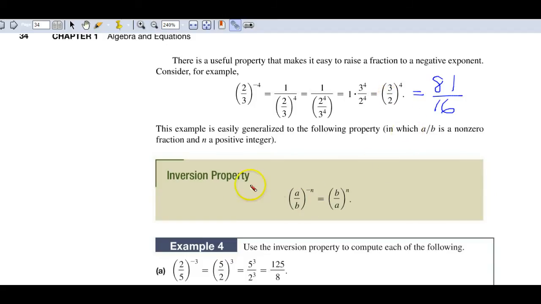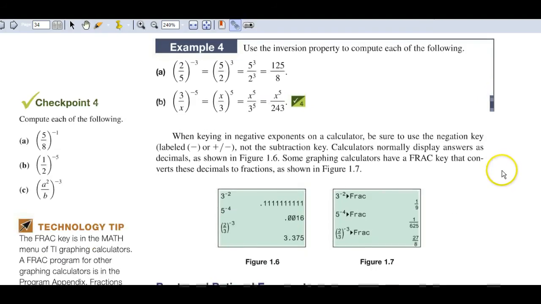Okay? And here they're showing you the inversion property. That a fraction, if you take its reciprocal, the negative exponent becomes positive. And they give you a few examples, and you'll be having some too.